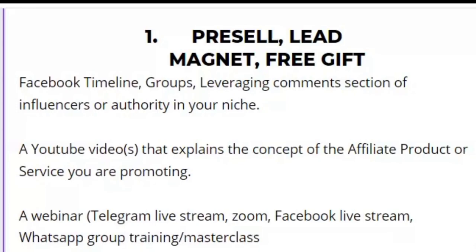Now, if you have decided on the product you want to promote, and this video is strictly for those that have gone through the phase of product research and already know the product they want to promote, these are 4 things that you can actually do to increase your sales as an affiliate marketer. Now, the first thing is you must create a pre-sale. You must create a lead magnet. Of course, you must offer a free gift. That is the first thing.